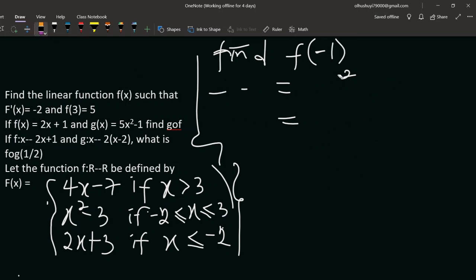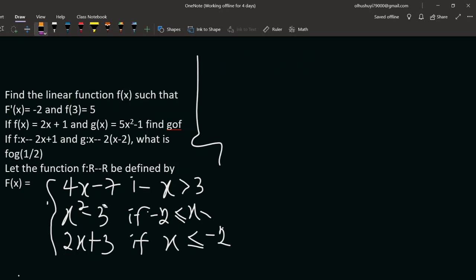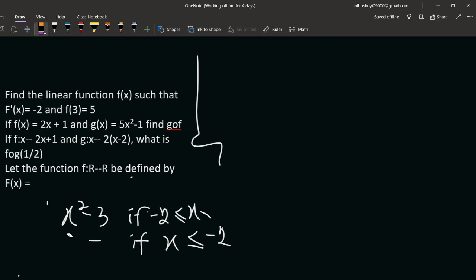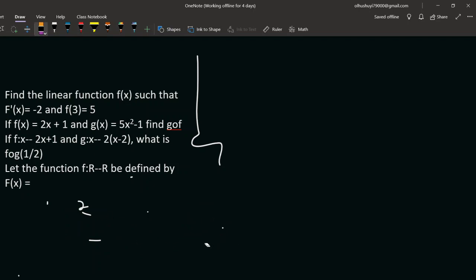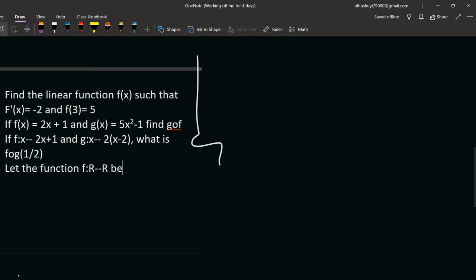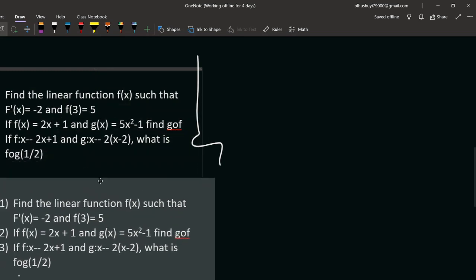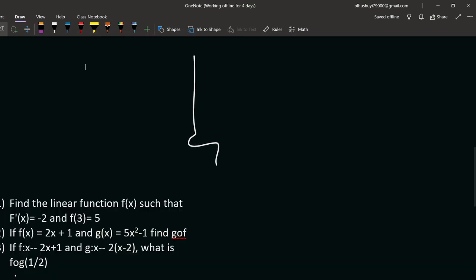We have a lot of them to solve. Look at this carefully. Now we are going to the composition of functions. Under the composition of functions, we have the following questions. We solve them together. Let me bring this down so we have sufficient space.